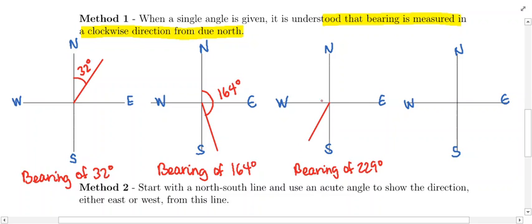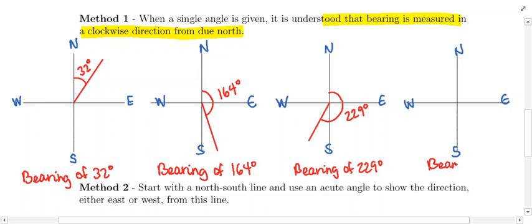Again, I am eyeballing this. So we need to show the amount of rotation that's necessary here. I'm starting at due north and I'm rotating by 229 degrees. That's how you want to look at it. So that's a bearing of 229 degrees. We'll do one more and then we'll look at the other method.